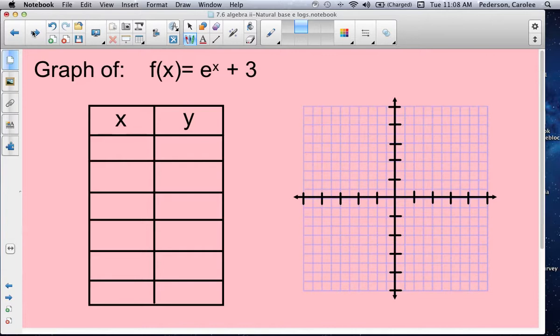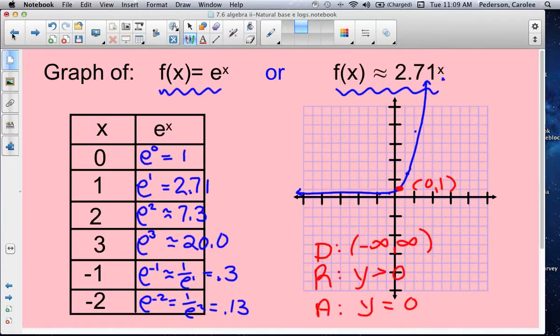Now let's go ahead and graph with a transformation. So we have f of x equals e to the x, and then if you remember, what happens when you add 3 to the end of the function? What it does is it moves every ordered pair up 3 units. So if we go back to the previous slide, if we just focus on these 3 ordered pairs right here: 0, 1, next ordered pair is 1, 2.7, and then 2, 7.3. If we shift each of those blue ordered pairs up 3 units, where would we be?